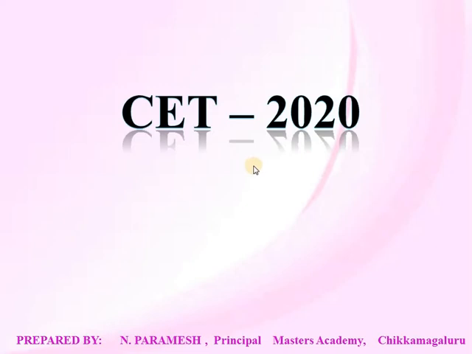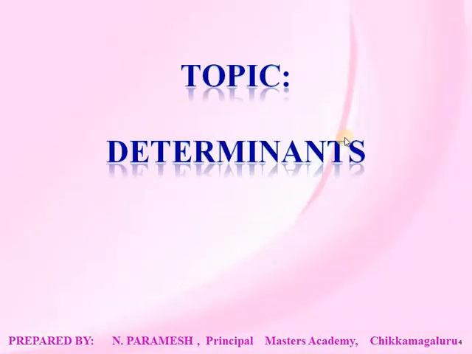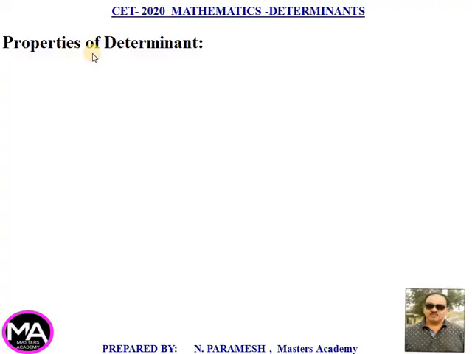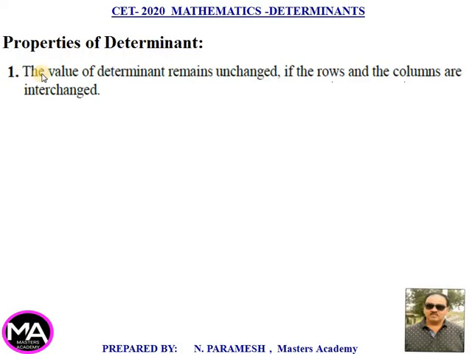CET 2020 Mathematics topic Determinants Synopsis, prepared by N. Parmesh. Properties of determinants. First point, the value of determinant remains unchanged if the rows and columns are interchanged.